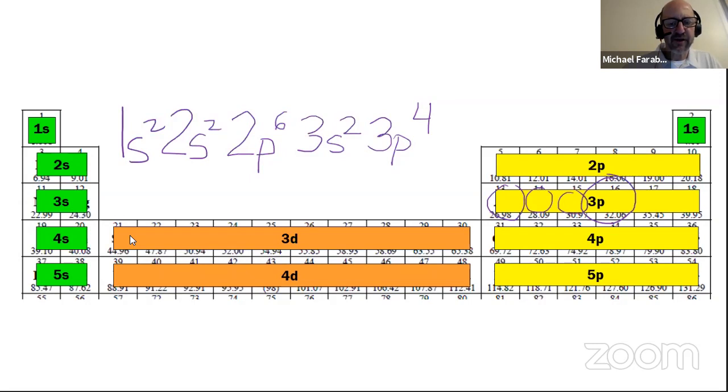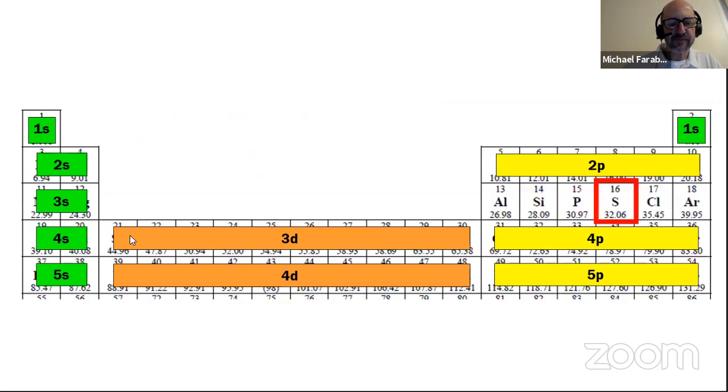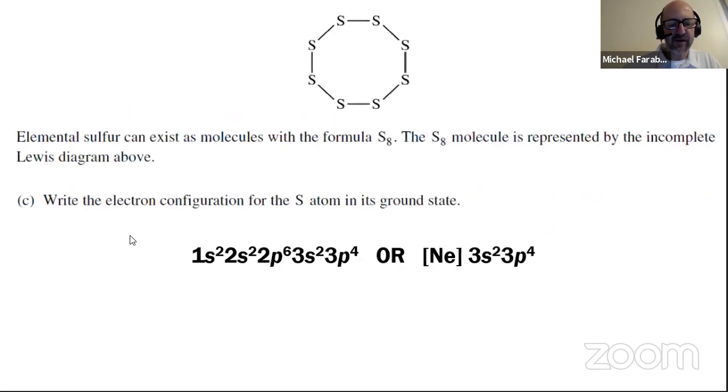So I've got my electron configuration for sulfur, and it's going to be either the full configuration, or I could put neon in brackets to abbreviate these 10 electrons and write neon, and then 3s2, 3p4.